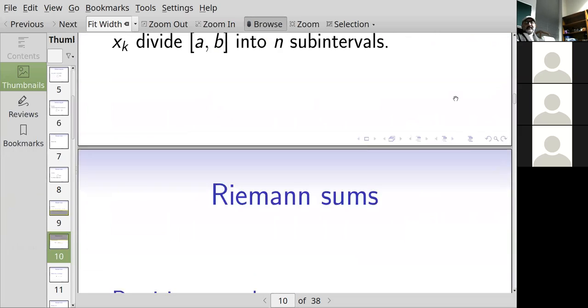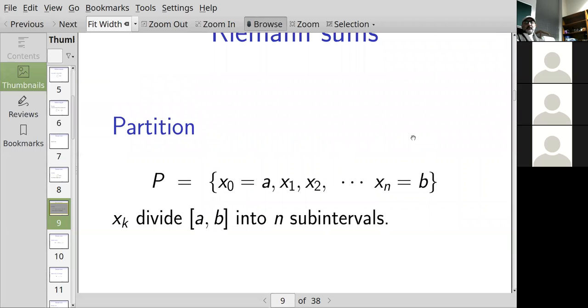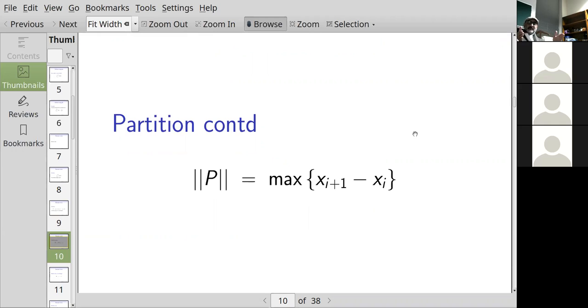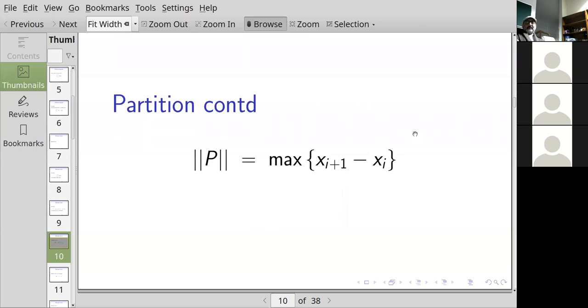So this set of points is called the partition. One notation that we use for how fine the partition is, whether it's a coarse partition or a very fine partition, is to look at the maximum length of one of the subintervals. So xi plus 1 minus xi is the length of the ith subinterval, and you can see which one of these is the biggest. Actually, sir, that would be the i plus 1 subinterval.